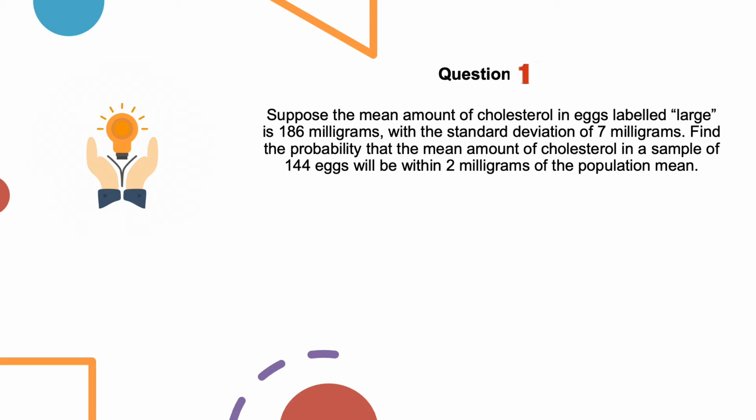The first statement refers to the information of the population, where the mean of the population is 186 and the standard deviation of the population is 7. In the second statement, we can find the information related to the sample, where the sample size is 144, and this is apparently more than 30, so we can apply the central limit theorem.